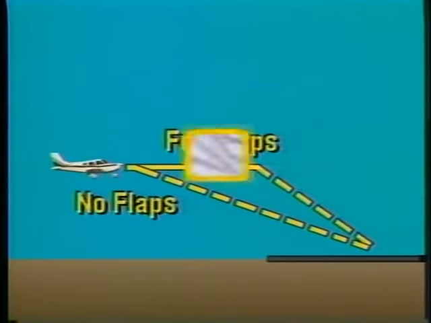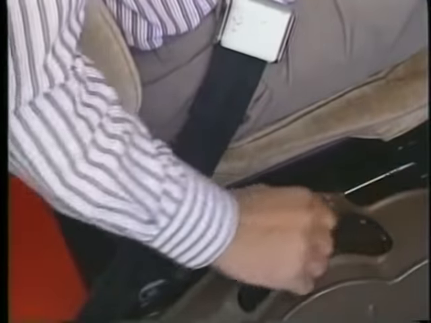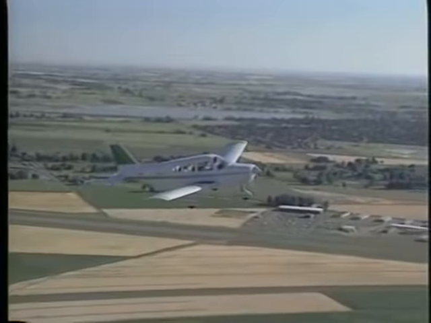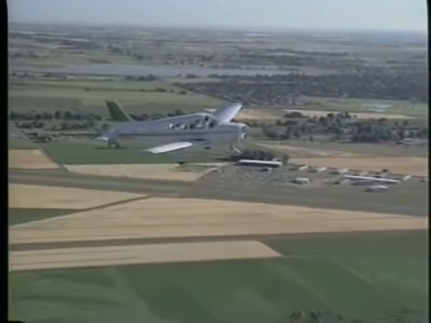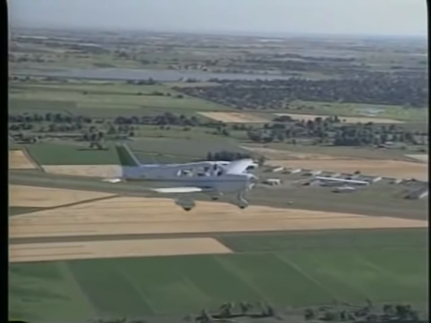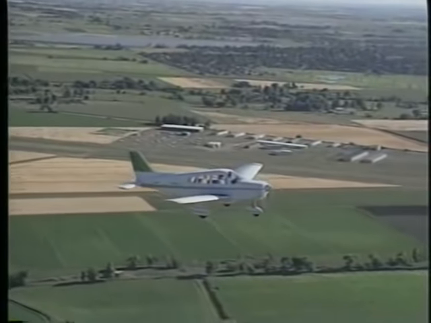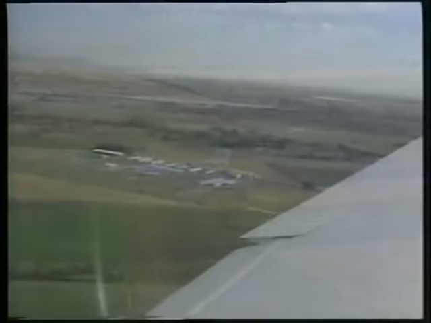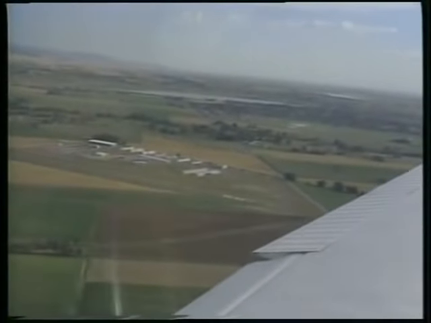Throughout the approach, use trim to relieve control wheel pressure. When the airplane slows to the approach airspeed, begin a descent. However, maintain the downwind heading until your intended point of landing is approximately 45 degrees behind the aircraft. Then initiate a medium bank turn.